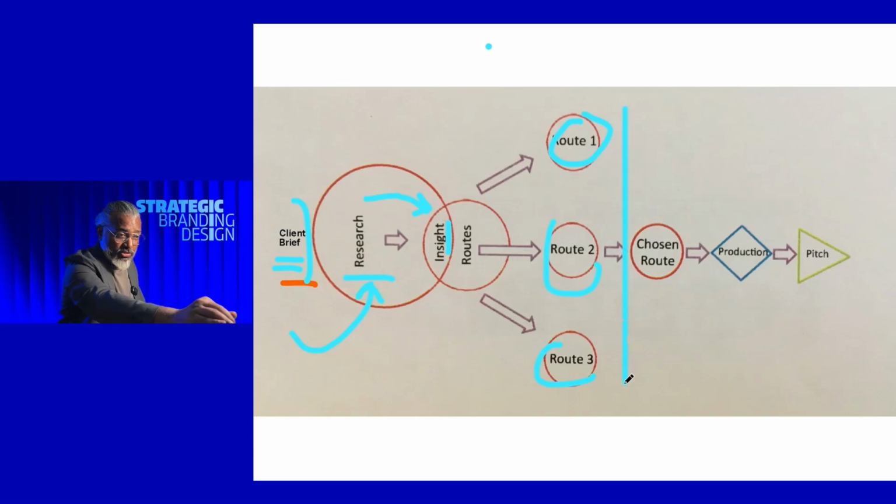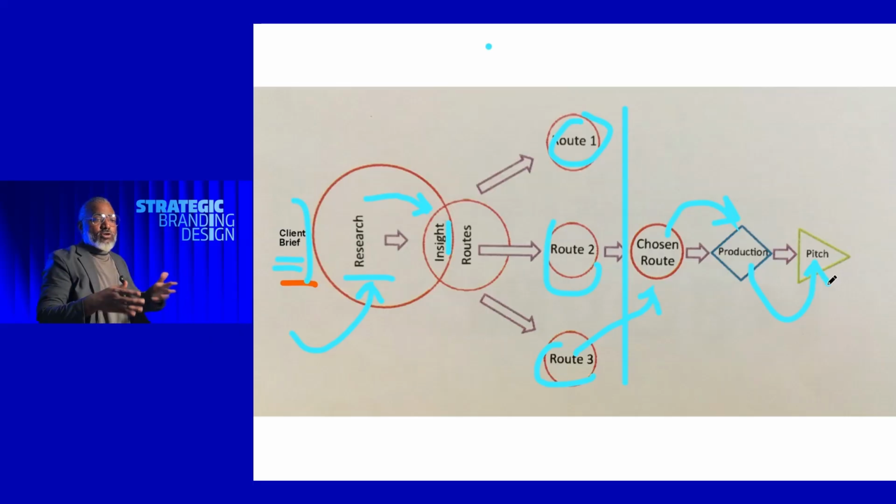You share these 3 routes with the client. For example, route 3 is chosen. You refine it, you get into production, and then you pitch it to the client. It all depends upon what kind of project. Sometimes you produce a dummy and test with the consumers. If it is a corporate house, you might create dummies and pitch it to the client for a final decision making. It depends on the project.